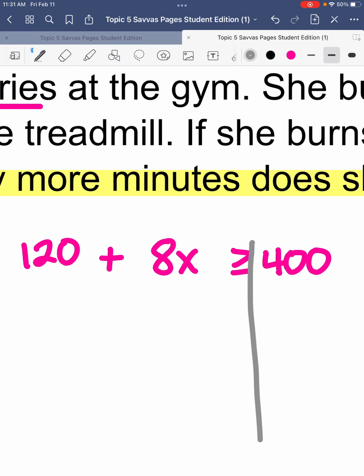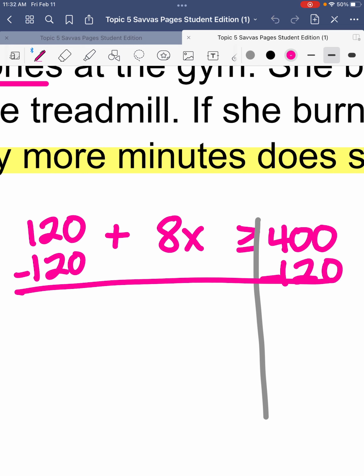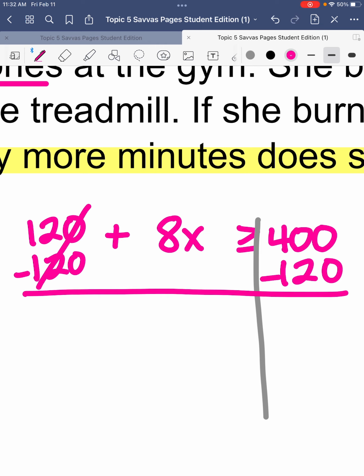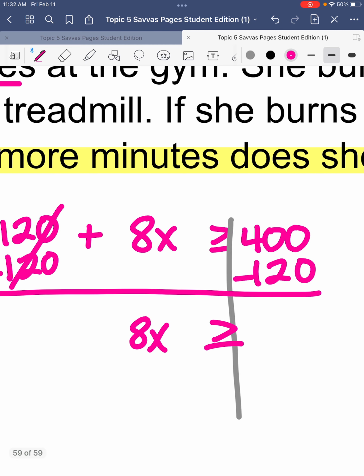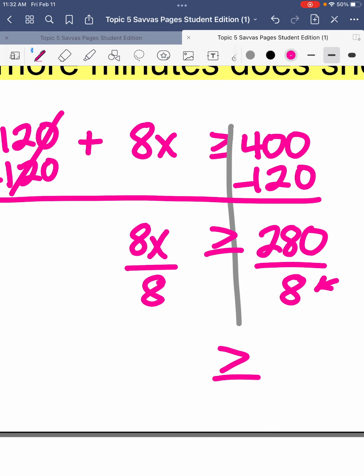Draw our line. The first thing I'm going to undo is that 120, and it's a positive 120. So I undo that by subtracting 120 on both sides. So on the side with the variable, my 120s cancel out, and 8X comes down, it's by itself. Subtracting 120 does not give me reason to change my sign, so it's still greater than or equal to. And on the other side, 400 minus 120 is 280. Now to get that X by itself, I need to divide by 8 on both sides. Dividing by 8 right here, that's a positive number. Do I change my symbol? Nope, I don't. So it stays greater than or equal to.